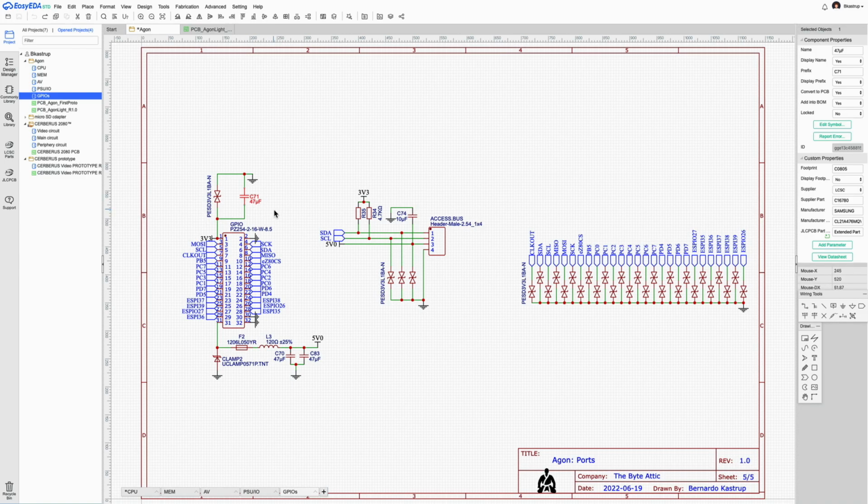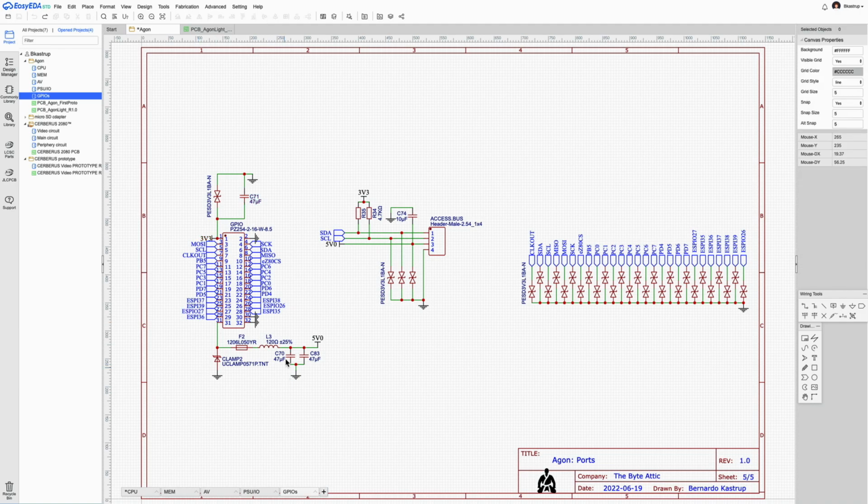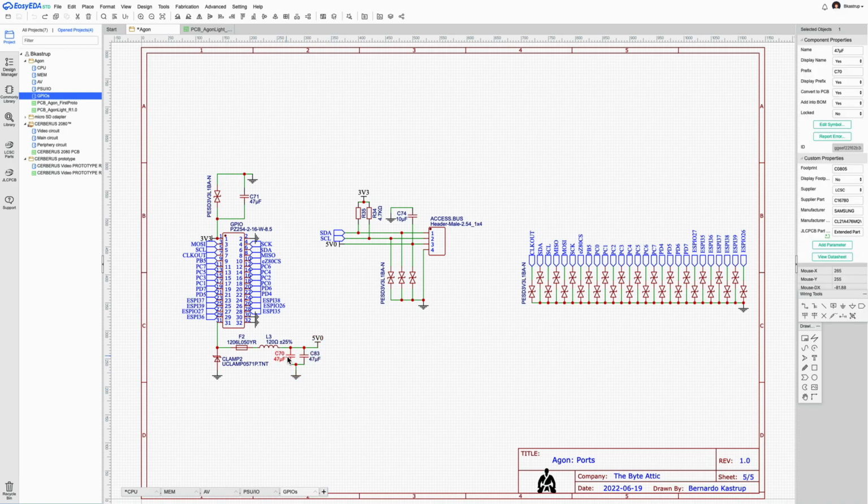This is the decoupling capacitor, because this 3.3 volt line is supposed to allow users to power an external circuit from the Agon control port. So I wanted to put a little decoupling here to make sure that the external circuit sees a stable power rail. Same thing for these two. These are also decoupling capacitors, this one and this one.